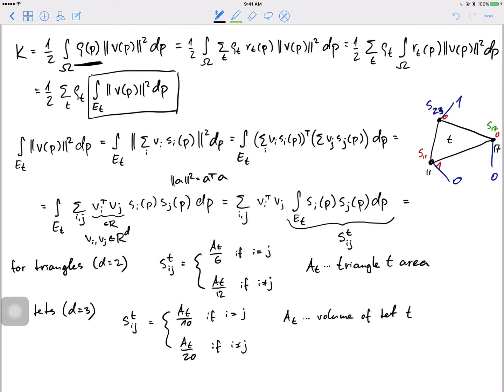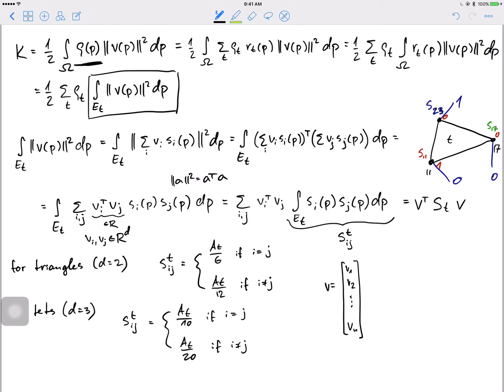So we can write this whole thing as V transposed, some matrix S_T, and V. Okay, so let me explain what I mean by this notation. I mean that into a vertex vector V, I just stack the individual V1, V2, and so on up to V, did I say M or N? I don't remember. Let's say N.